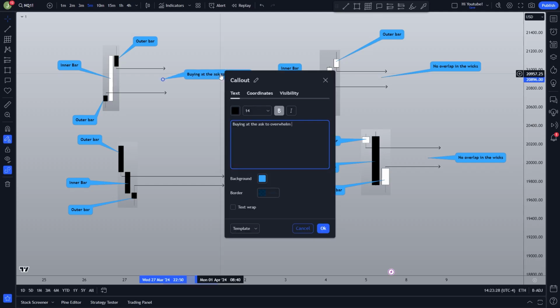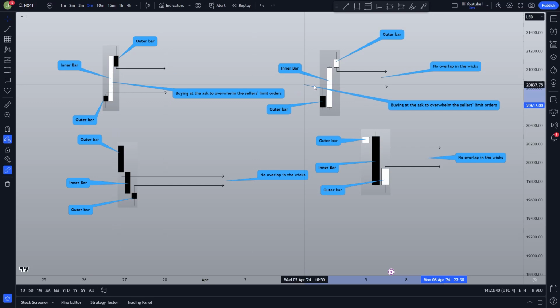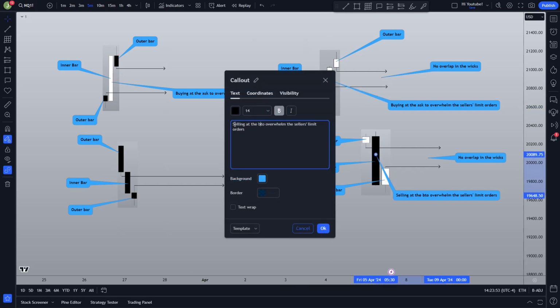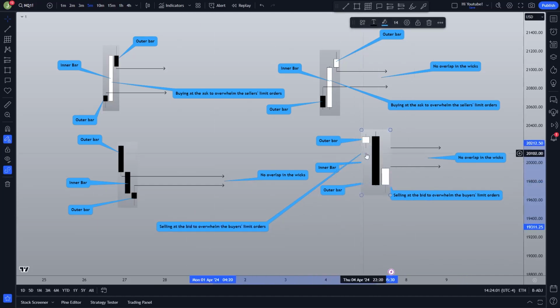The buyers overwhelmed the sellers by pushing so much volume at the ask price that price rapidly goes up before sellers can adjust their limit orders. In this case, the sellers overwhelmed the buyers and we had a bearish imbalance. The sellers overwhelmed the buyers by pushing so much volume at the bid price that price rapidly goes down before buyers can adjust their limit orders.